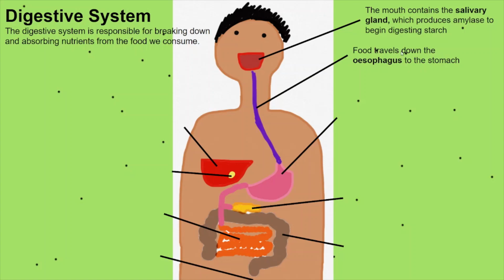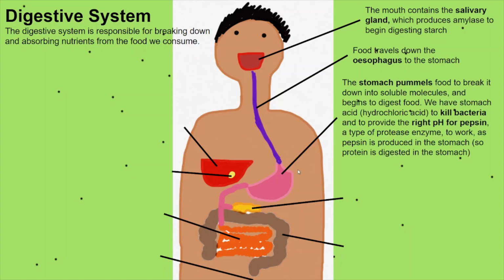Food travels down the esophagus to the stomach. This is also known as the gullet. And then we have the stomach, and this pummels food. Remember, it's got very muscular walls. It also begins to digest food. It contains enzymes such as pepsin. This is why we have stomach acid, because pepsin needs a pH of 2, but stomach acid also kills bacteria that we may have eaten. So it's a really important defense mechanism.